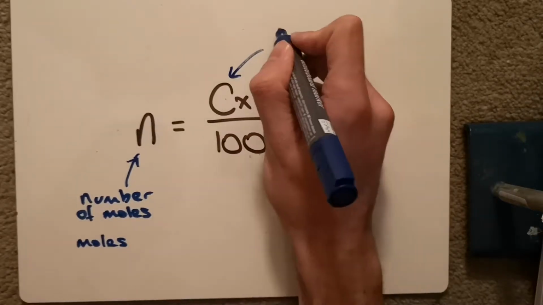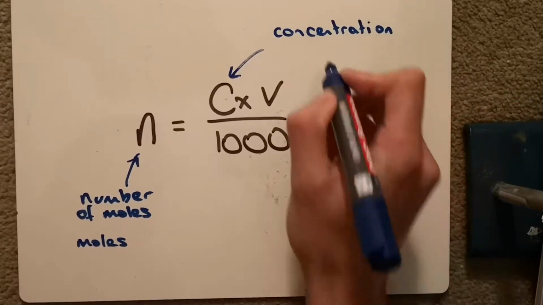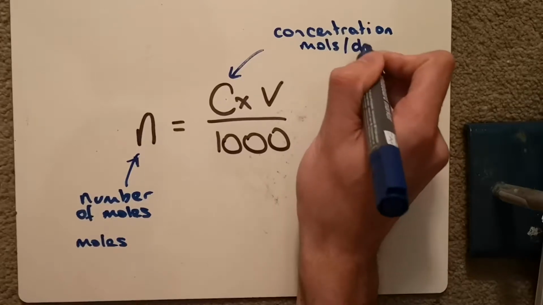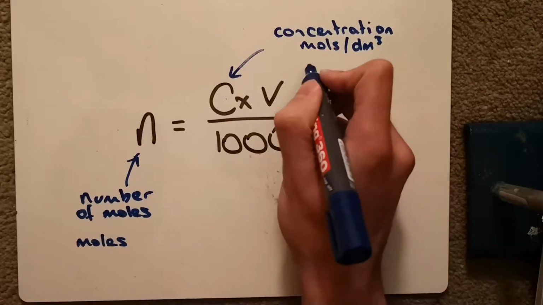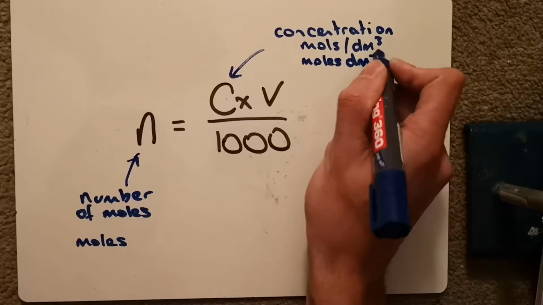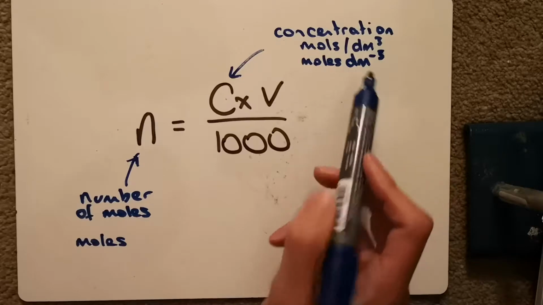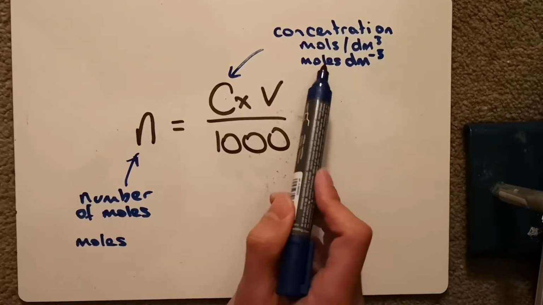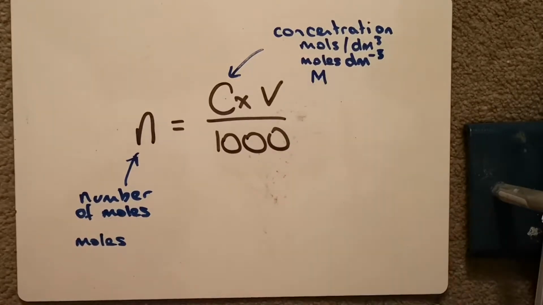c over here is concentration, and its units are moles per decimeters cubed, or moles divided by decimeters cubed. It can be written a variety of ways. Either moles divided by decimeters cubed, or if you don't put the divide sign in, you might see it with -3 written here, which just means the same thing, moles divided by decimeters to the -3. You may even just see it as a capital M.